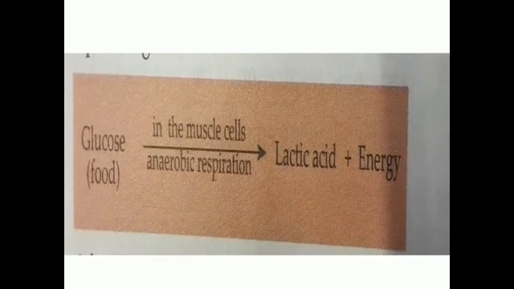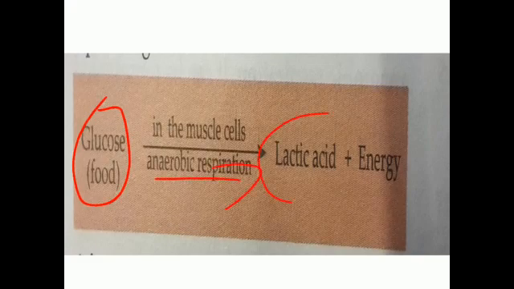This only I told you. See, the glucose, that is food, is present in the muscle cells. So when there is no oxygen, what happens? It breaks down into lactic acid, which causes you the pain, and then energy is also produced. So remember, in the muscle cells, only when there is no oxygen, they switch on to anaerobic respiration.